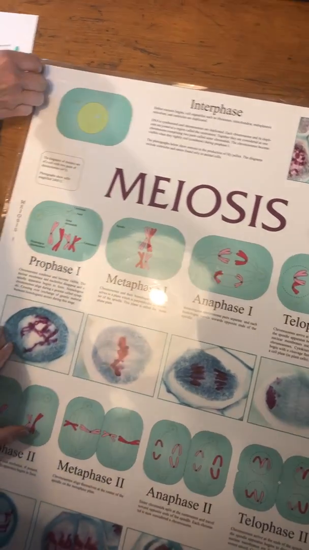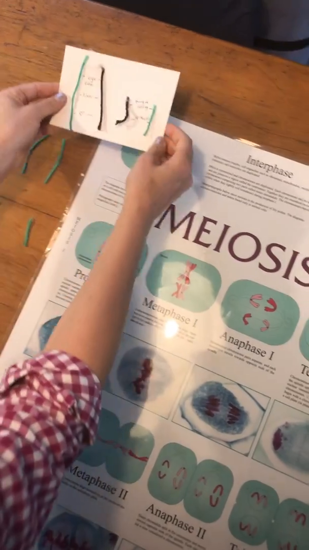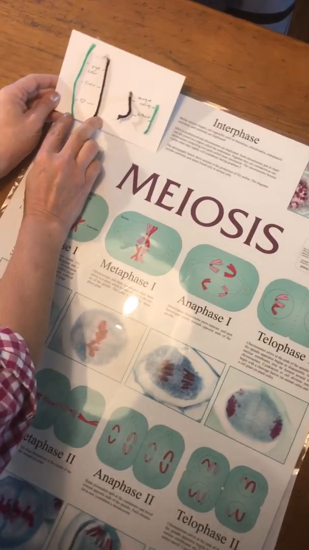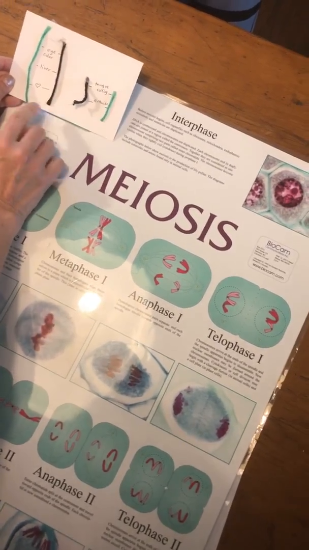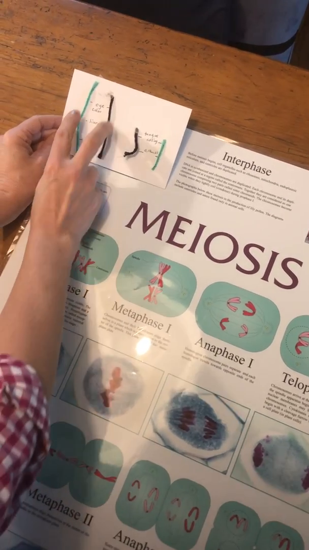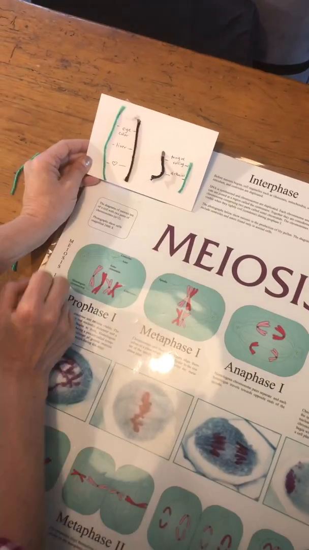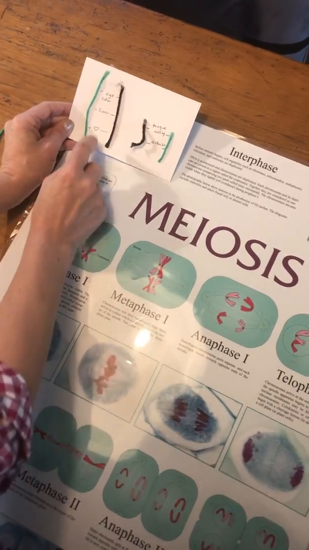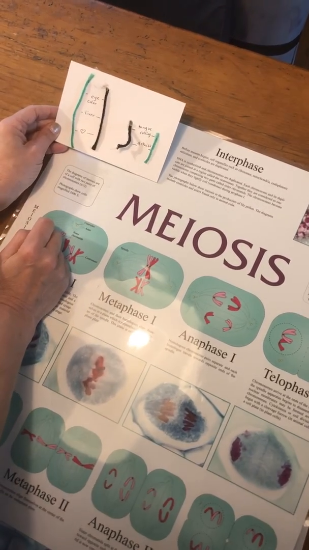And if this is the cell that I start with, let's say I've got 4 chromosomes. These 2 represent one from my biological dad, one from my biological mom. They're homologous to each other because they both have genes that code for certain things. They both code for eye color. They both code for liver function. They both code for, say, heart disease.